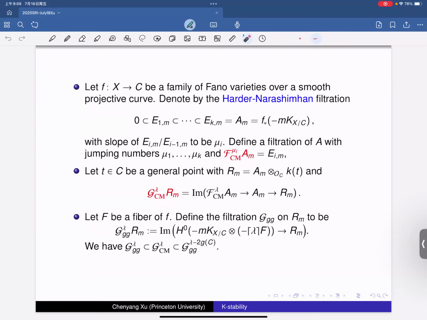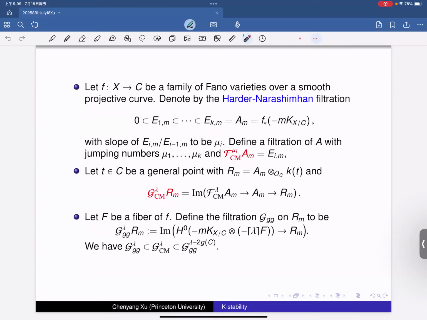Let me, for simplicity, first work over a curve. If I have a family of Fano varieties over a smooth projective curve, of course I can push forward, and then I get a vector bundle. And then I can filter it by its Harder-Narasimhan pieces, and I define the filtration of this vector bundle. The jumping numbers, I define to be precisely the slopes.